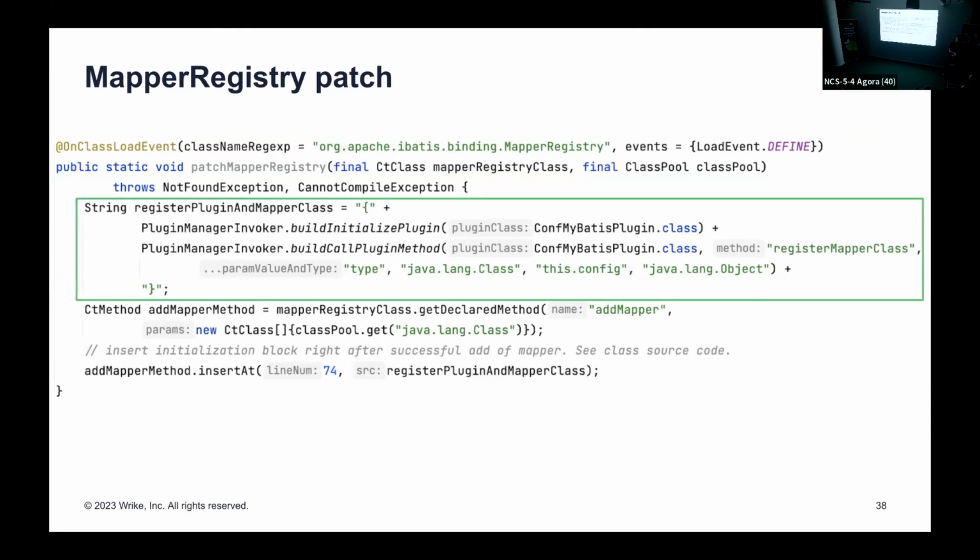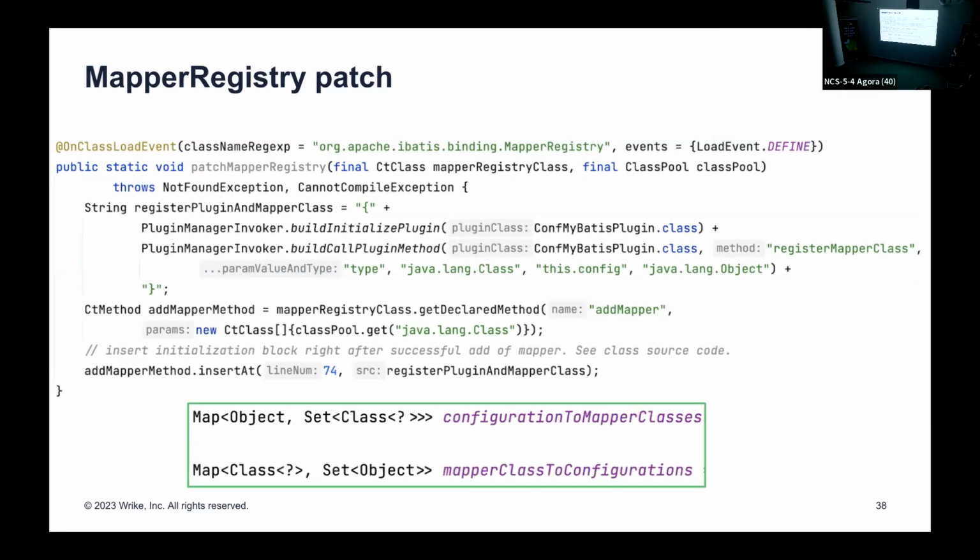inside this method. And what code do we insert? Again, it's just a simple string which we built using HotSwapAgent helper methods. The first method builds a call, again just a string with the Java source code, which calls the initialization procedure of the plugin. And the second one just builds a call to the method of the mapper. And basically we call here, you can see, the register mapper class.